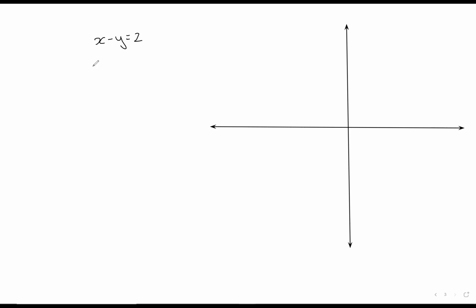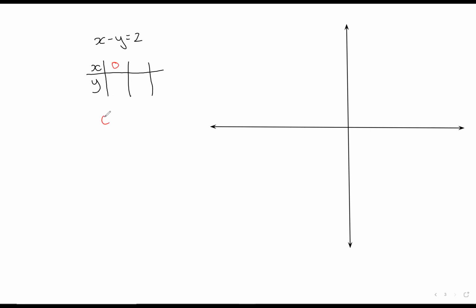So x minus y is equal to 2. Now let's see how to do it. First, the first thing we need to do is make a table, x and y. Now we make this table. I'm going to plot only 2 points this time. So first, let's take x as 0.